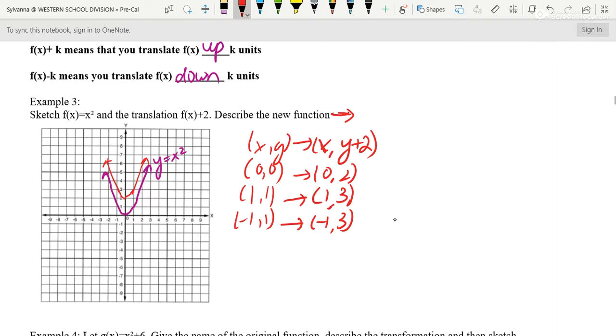My new function as g of x, for example, would be x squared plus 2. And you can describe it as well. We move 2 up is the actual transformation from f of x. So g of x here, our new function, is x squared plus 2.